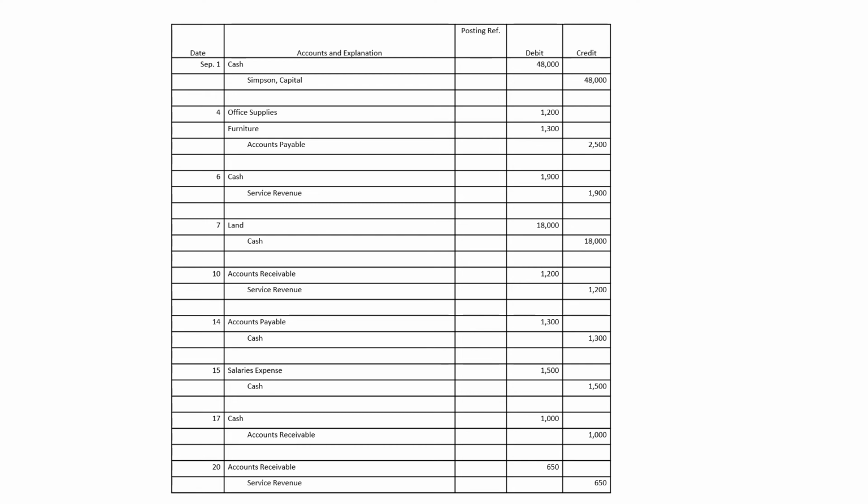So on our journal, we'll put September 1st, list cash under the accounts, and in the debit column, put $48,000 to signify cash is going to have a debit in it. Capital is also increasing because in the capital account, we want to accumulate all the money Ann Simpson gives to the company for a period of time. Capital increases on the credit side. It's the rule. Go to your rules of debits and credits.